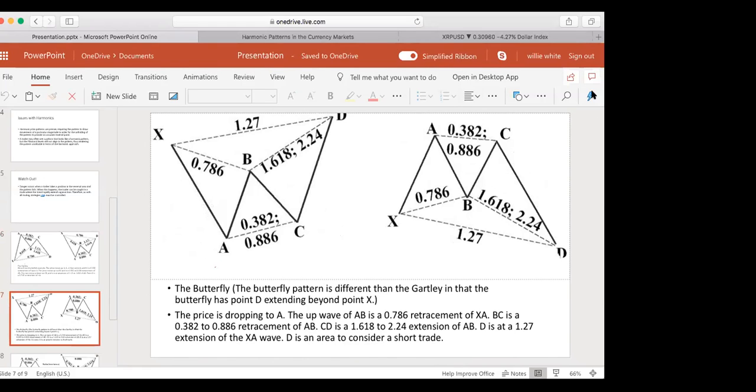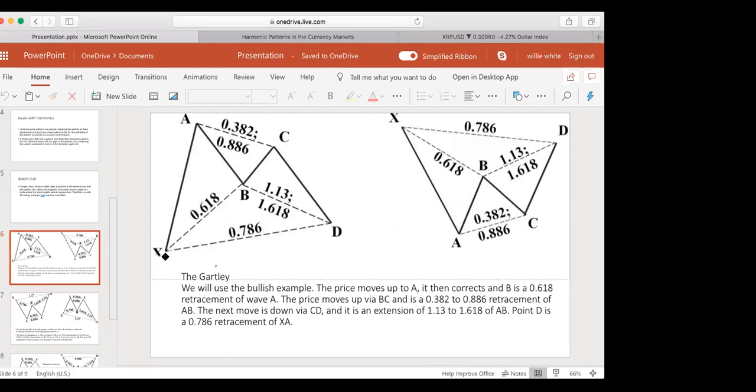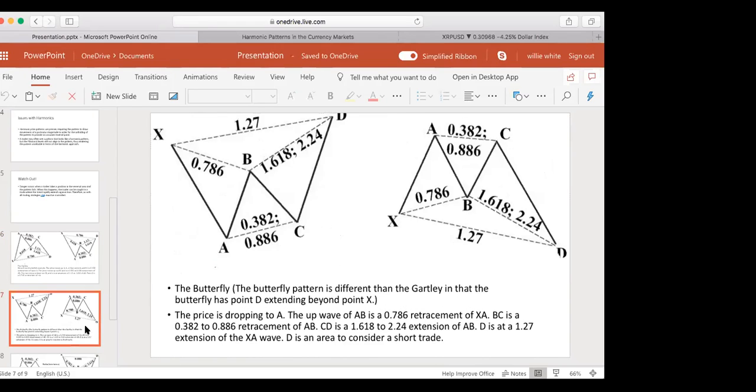All right, so the butterfly pattern is different from the Gartley in that the butterfly has point D extending beyond point X, as you can see it right here. Point D is slightly above X, and right here, X is slightly above D. So what you can remember about the Gartley, if X is above D, then it is a Gartley. If D is above X, then it is a butterfly.